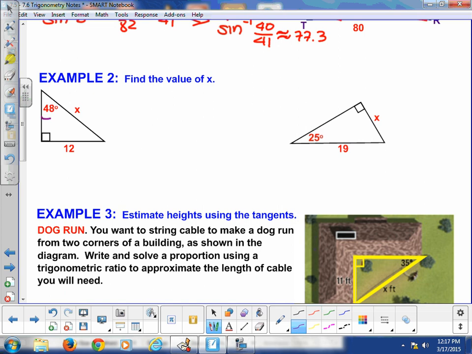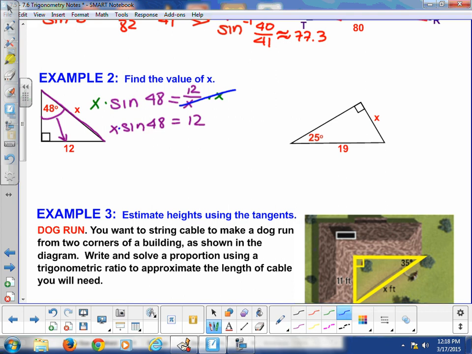Looking at this, I have this angle that is 48 degrees. I am given the side opposite, and I'm looking for the hypotenuse. Sounds like a recipe for sine. And we will take the sine of 48 is equal to opposite over hypotenuse. And we will multiply each side by x. Say goodbye to the x's on the right. And we are left with x sine 48 is equal to 12.